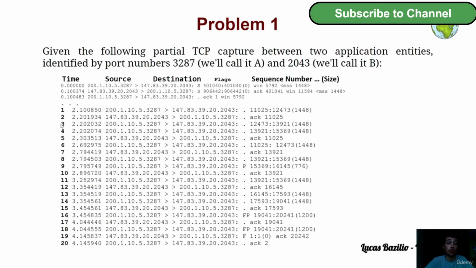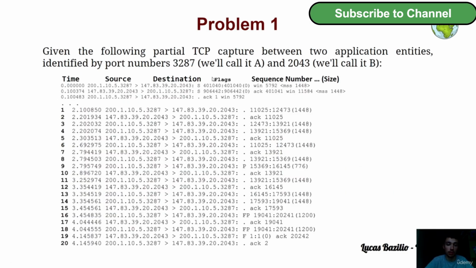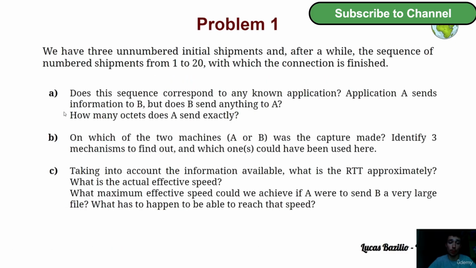And then we have a series of packets here, that's why we have these ellipses. Time passes, and then we have these final 20 packets that are sent. That's why the problem says after a while, because after the connection establishment we wait some time, and then we have these last 20 packets. So given this capture, we have a series of questions.